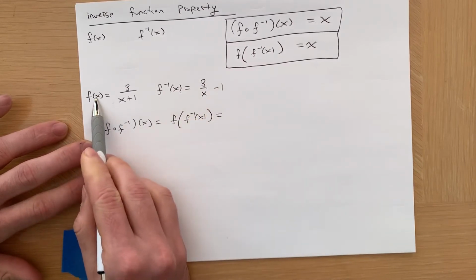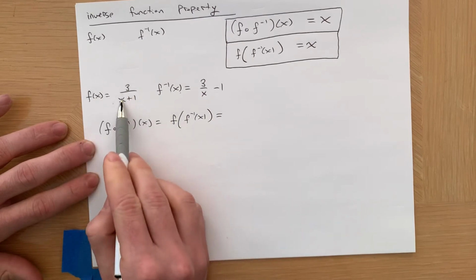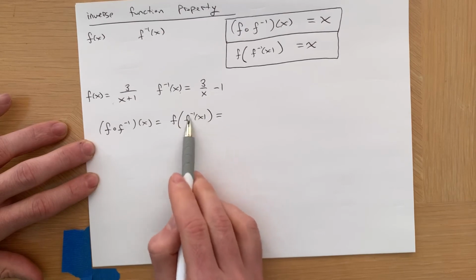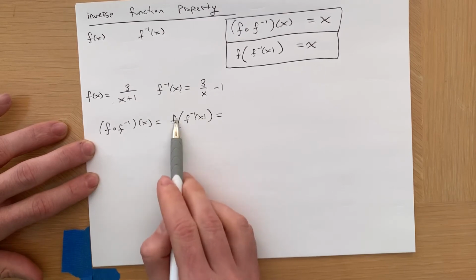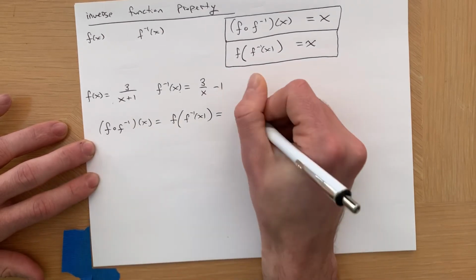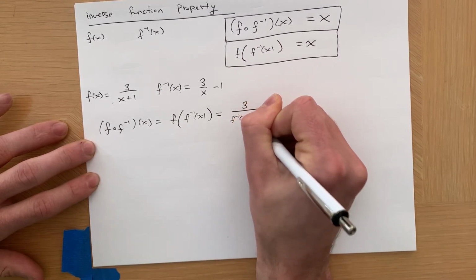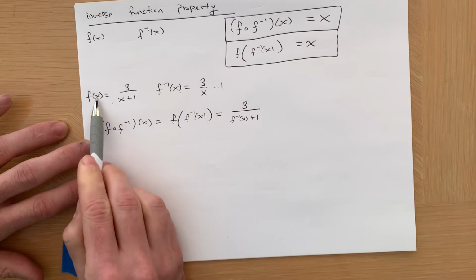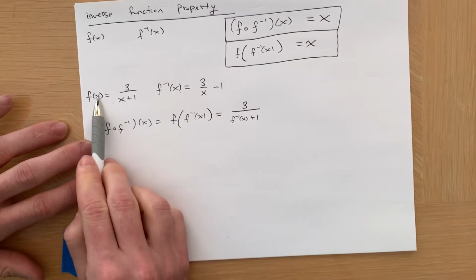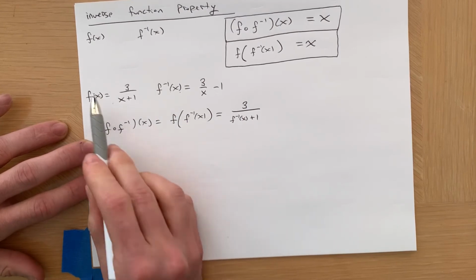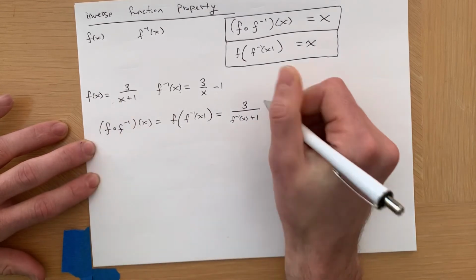F is this function, so whenever you plug something inside of f, it just goes right here. We're going to have 3 divided by that thing plus 1. So we're plugging f inverse inside of f, so we're just going to put an f inverse here. So this is going to be 3 over f inverse of x plus 1. Again, whatever you plug inside of f just goes right here. If you plug in a 4, it goes here. You plug in a 0, it goes here. Now we're plugging an f inverse in, so the f inverse is going to go right here.